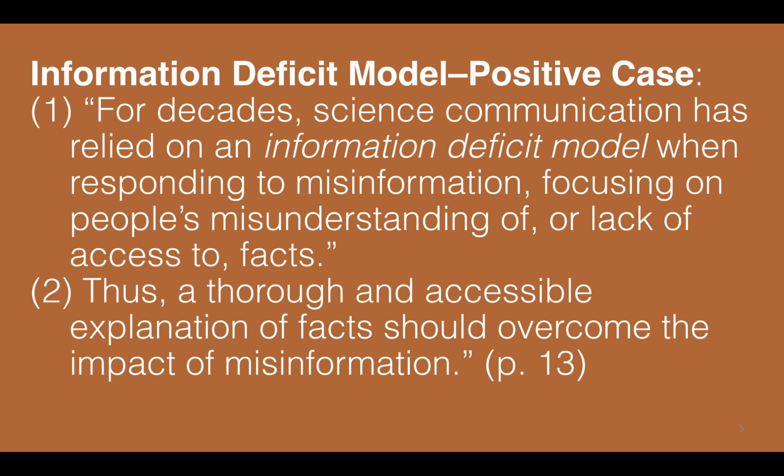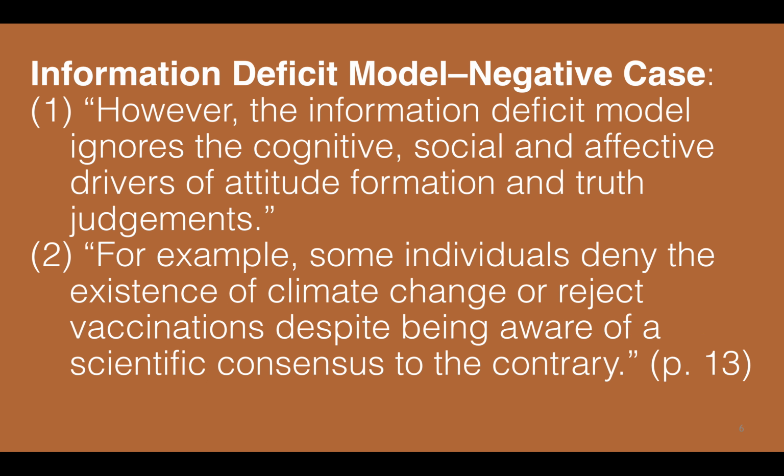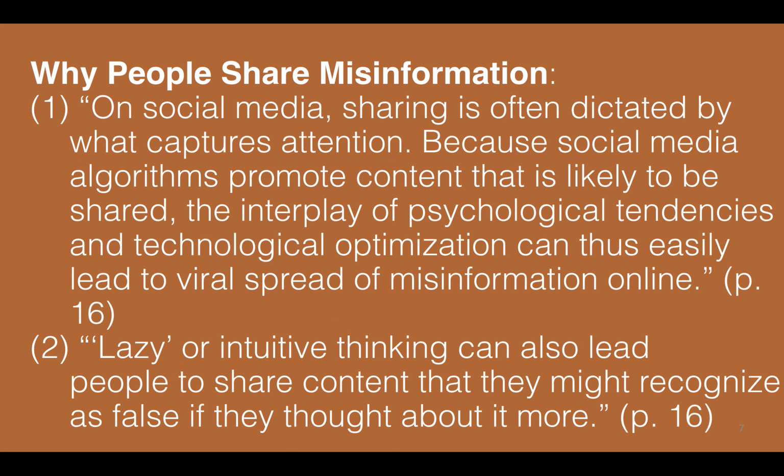That should help. But in contrast, in terms of the negative case, however, the information deficit model ignores the cognitive, social, and affective drivers of attitude formation and truth judgments. For example, some individuals deny the existence of climate change or reject vaccinations despite being aware of a scientific consensus to the contrary. So this information deficit model does not account for cognitive, social, and affective drivers. As a result, the deficit model is in its own deficit.